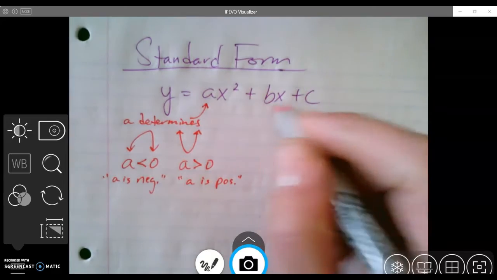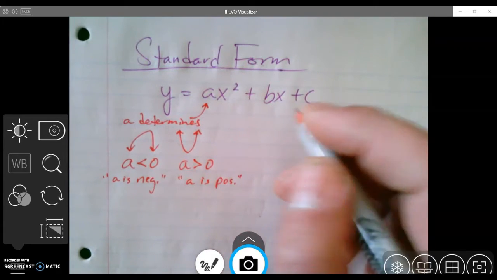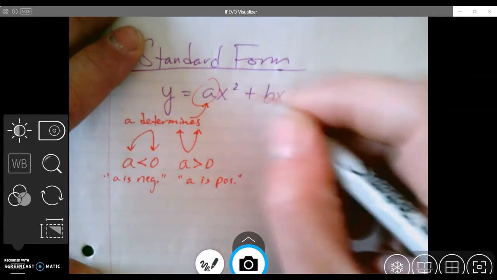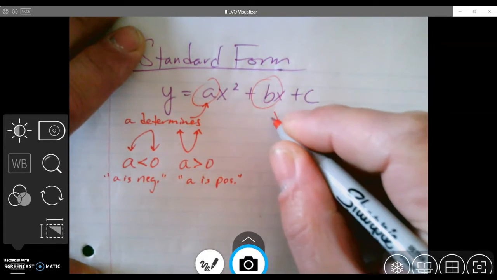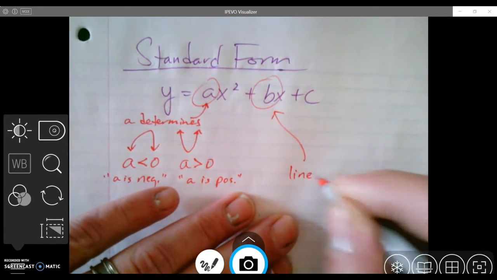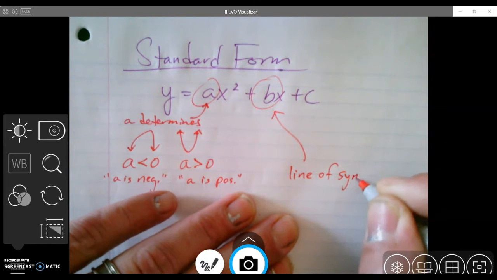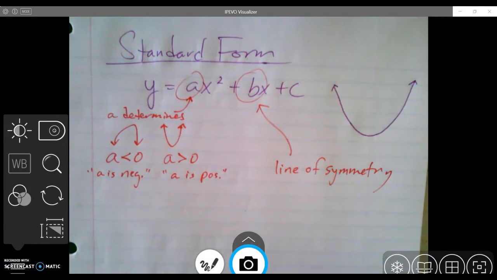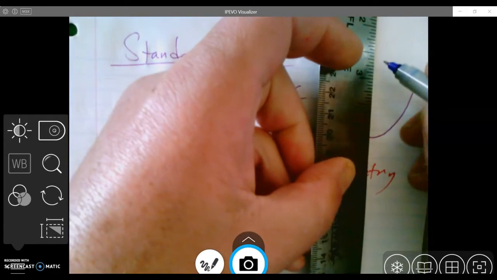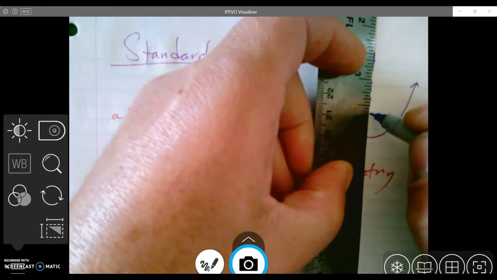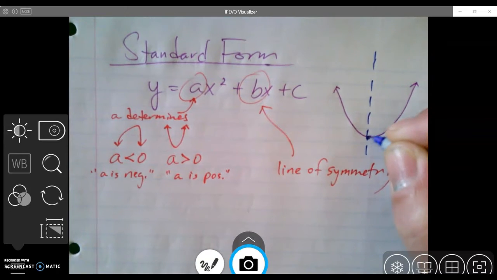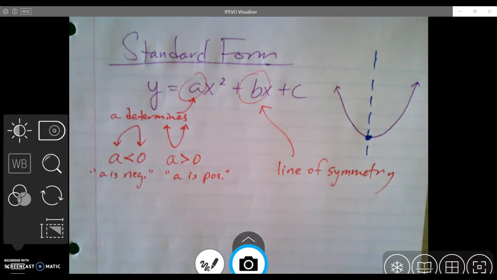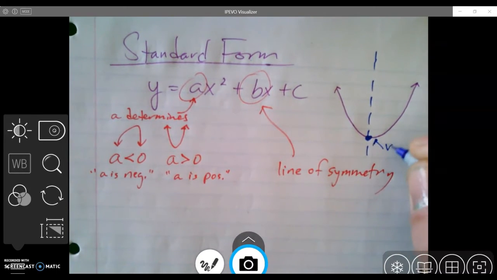Okay, so the B and the C, what role do they play? Well, it turns out the A and the B actually do play a role in what we call the line of symmetry. So every parabola has a line of symmetry, and it is a line that goes right down through the middle. If I drew this perfectly, that would be going right through the vertex.